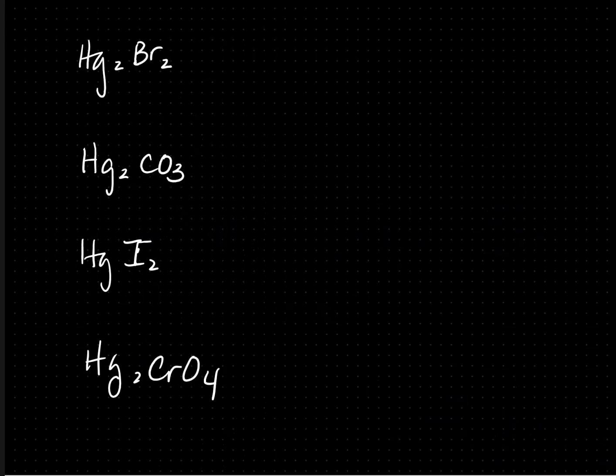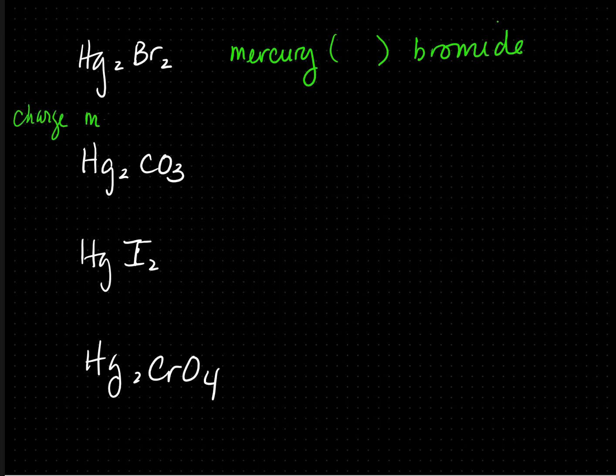Now let's go backwards. We're going to go from symbol to name. Hg is mercury, so we write the name as is. Since it's a transition, we have a parentheses. Br is bromine. Drop the ending, it becomes bromide. We need to find the charge. Charge of metal is equal to number of nonmetals or polyatomics.